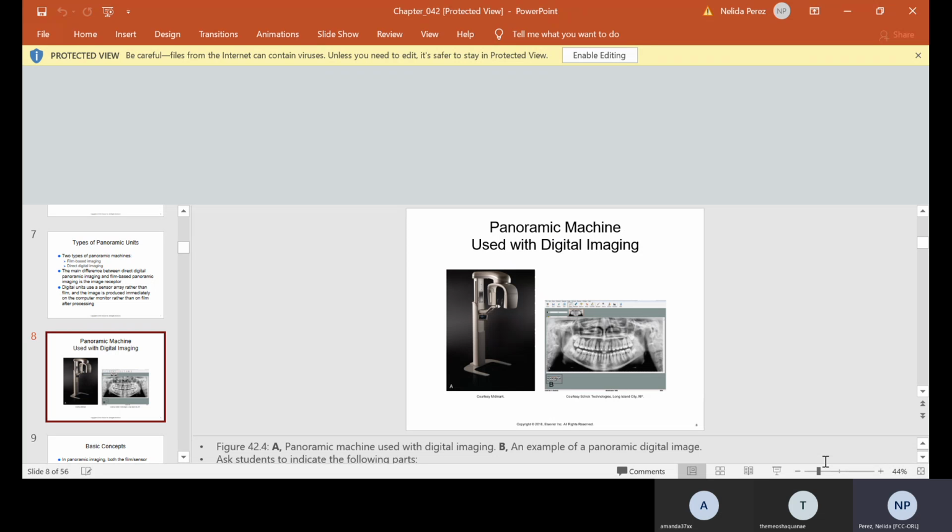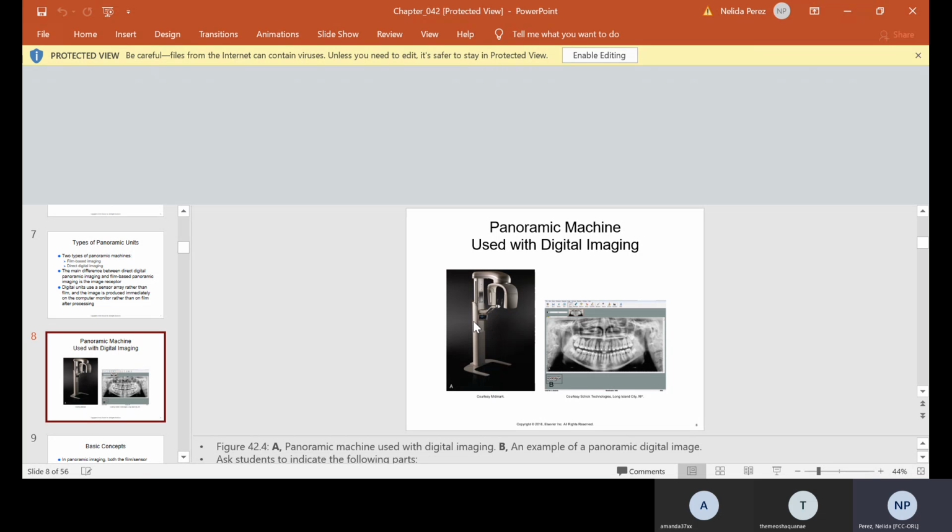Now, would you be able to process it in our automatic processor? No, because that one is only meant for size 2, size 1 film. You would need the big automatic processor. As we lectured before in our book, there was an AT 2000, that's the big one, and that one is the one that you can put the panoramic film in.